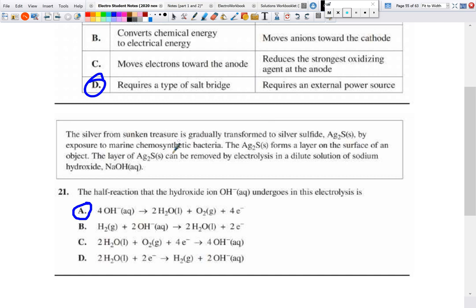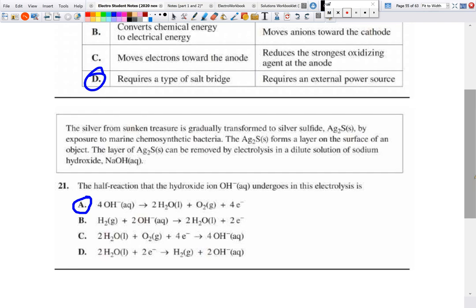And finally, last right here, the half reaction of the hydroxide ions undergoes in this electrolysis. With this right here, actually, when you look at it, it's telling you that hydroxide ion is undergoing electrolysis. And when you look at C and D, hydroxide's being produced, it's not undergoing electrolysis, so it can't be these here. And for B, we need hydrogen gas, which when you look at this here, it's not saying anything about hydrogen gas being used in this thing. So how can this exist? So basically by process of elimination, we get A.